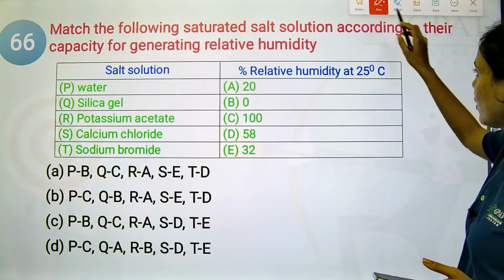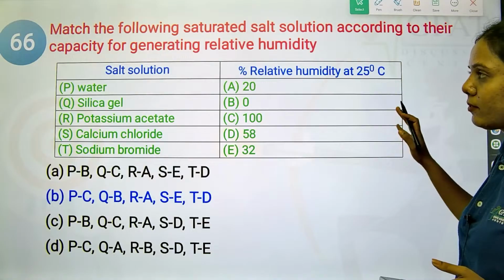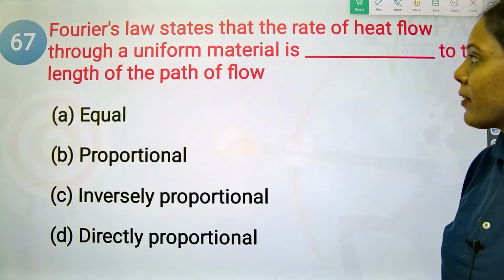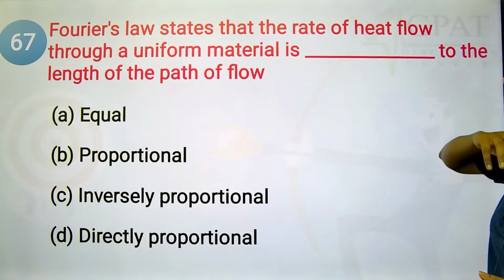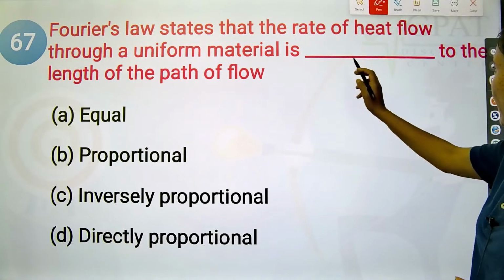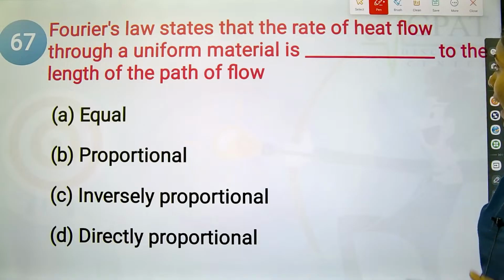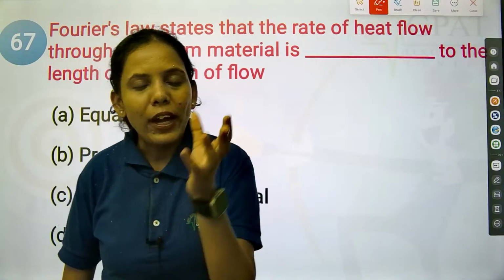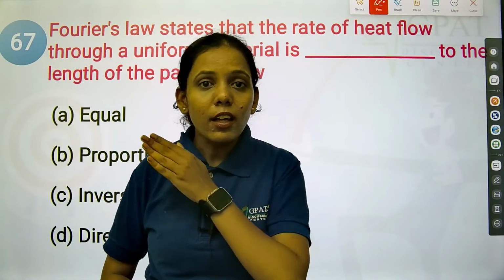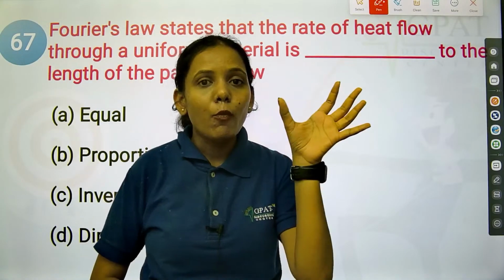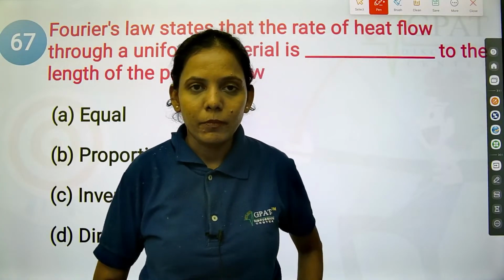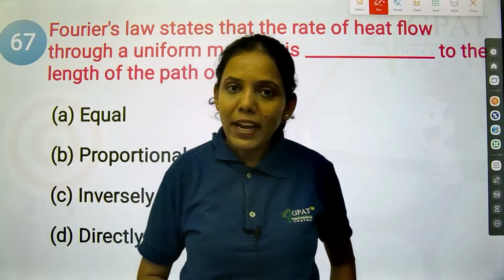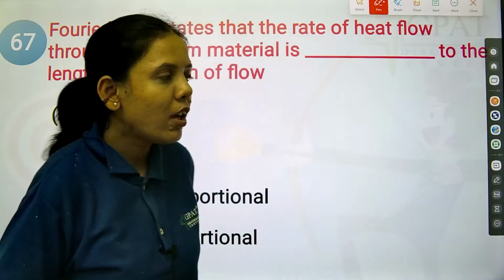The next question is, so these are the percent relative humidity. Fourier's law states that the rate of heat flow through a uniform material is dash to the length of the path of the flow. It is not about flow. What is the relation with the path length? Will it be directly proportional, inversely proportional, or what?